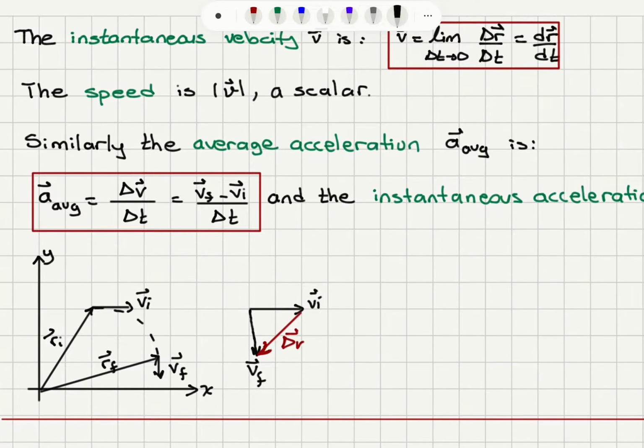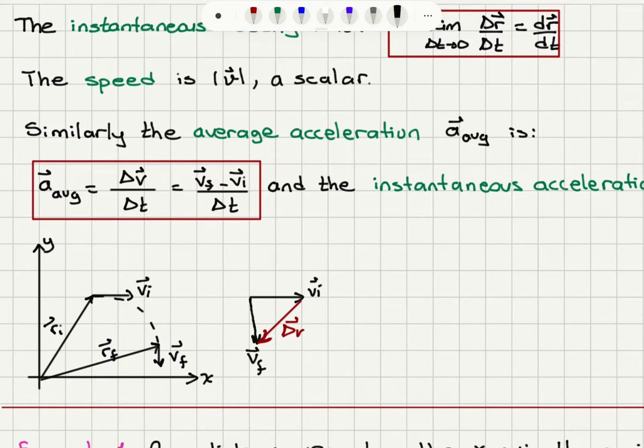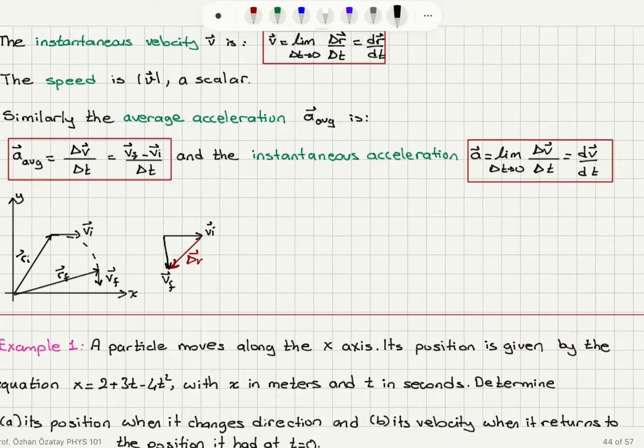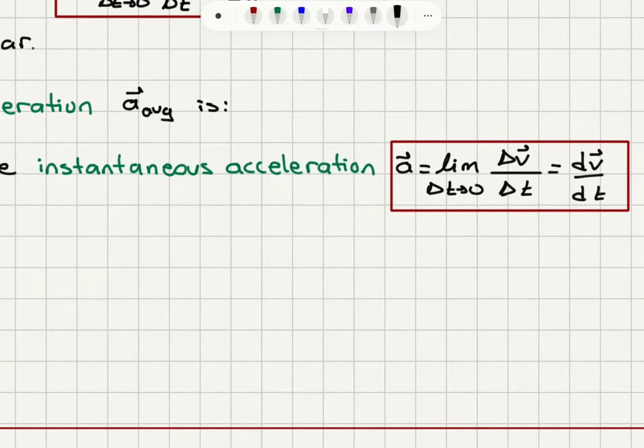Now the average acceleration is the change in velocity per unit time, v final minus v initial divided by delta t. So on the xy plane, you can see that we go from initial position ri to final position rf with an initial velocity vi and final velocity vf. If we subtract vi from vf, we obtain delta v, and the delta v vector divided by the delta t, the time it takes to complete this motion, is the average acceleration. On the other hand, if you look at the limit as delta t goes to 0 of delta v over delta t, it is dv dt.